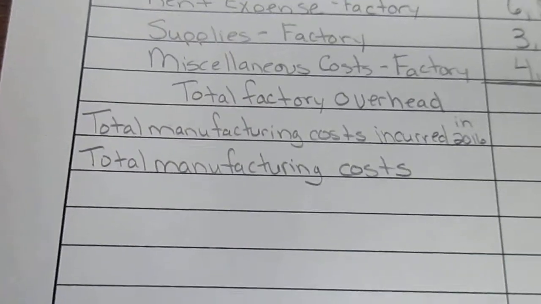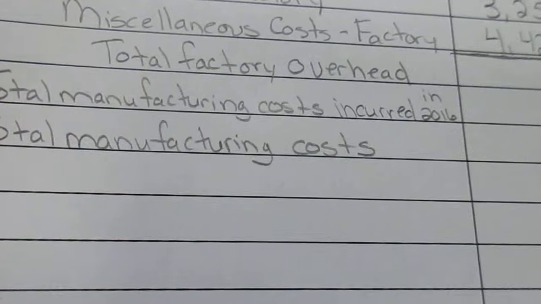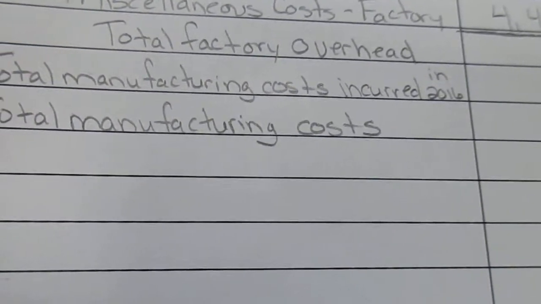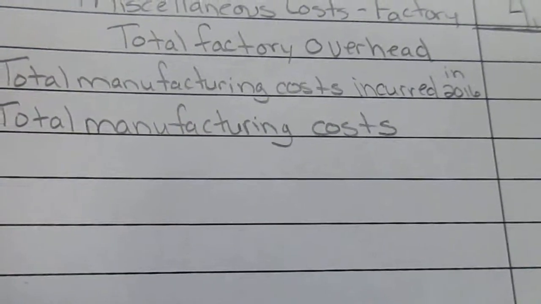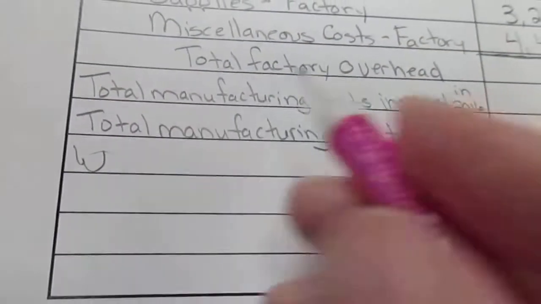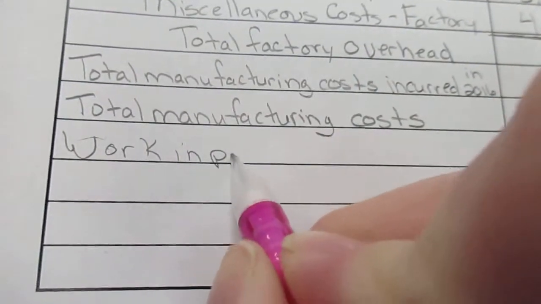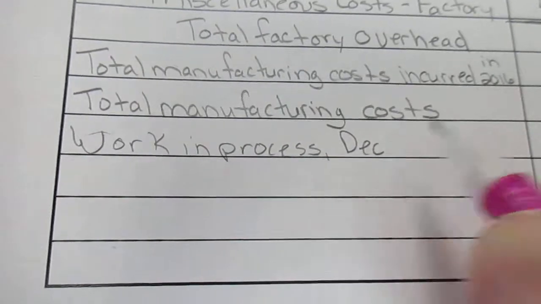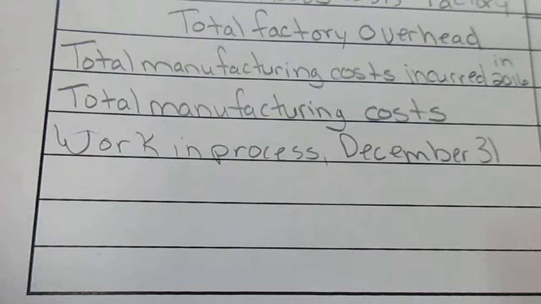Now we're going to take this number. We have some products that we have started, but we have not finished. And it's now December 31st, and there's things that we've started that aren't finished. We have to take those into account too. So we're going to subtract our work in process for December 31st.